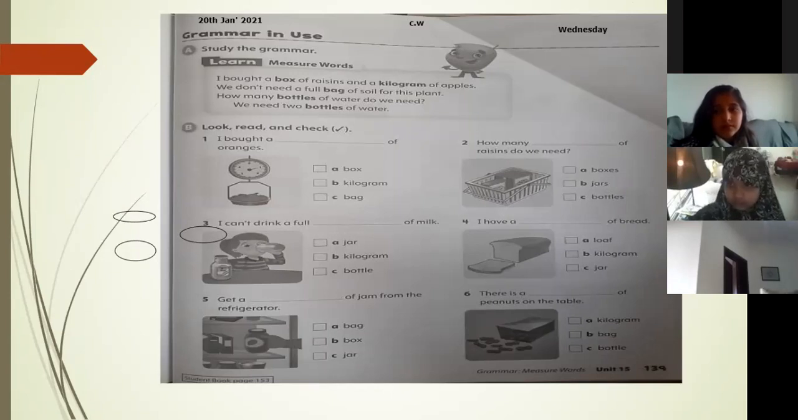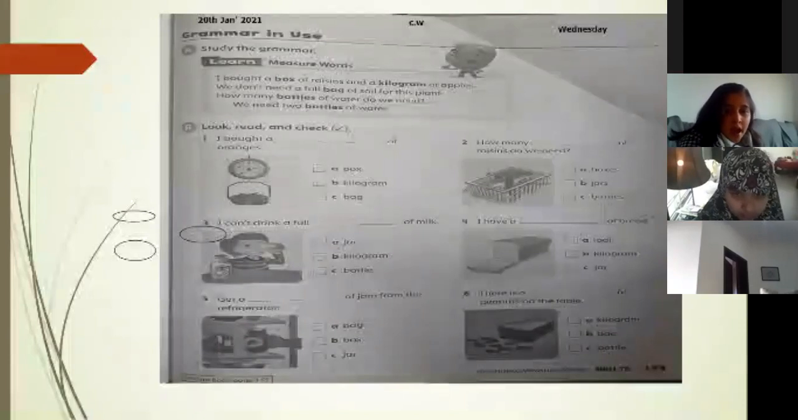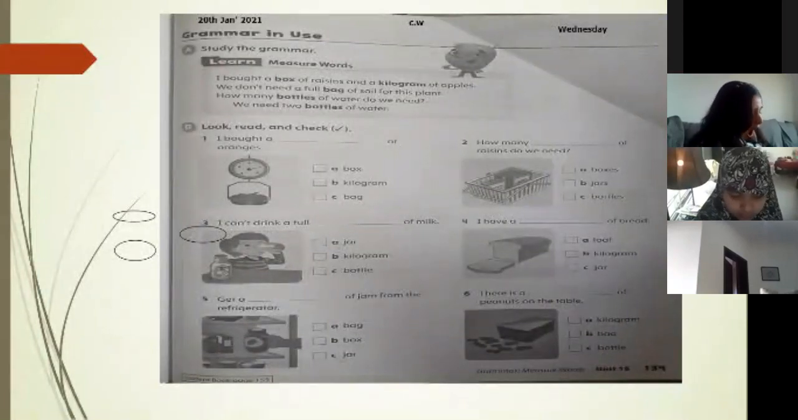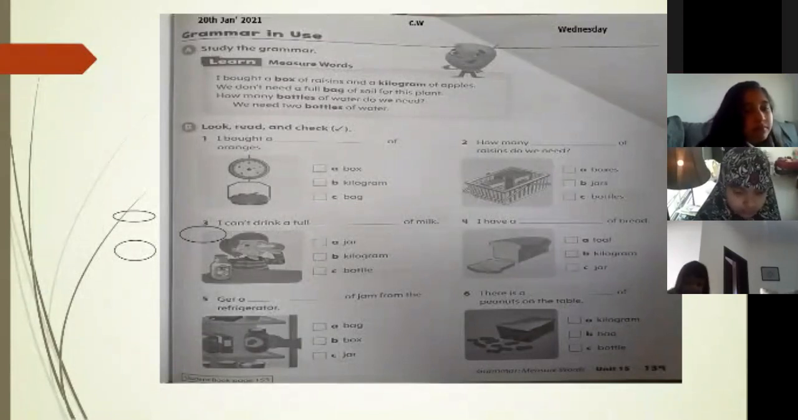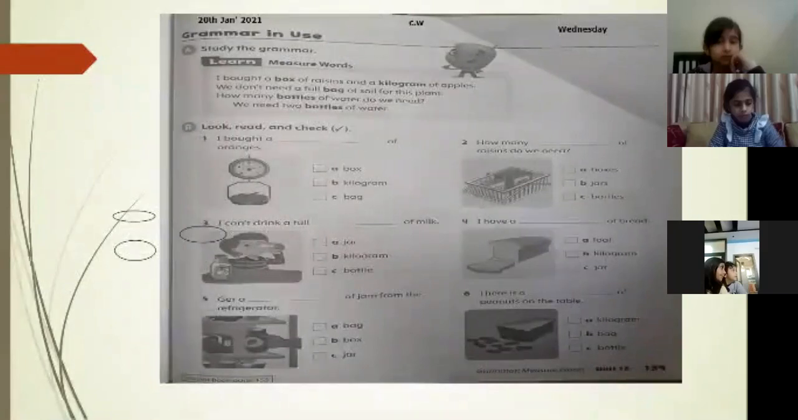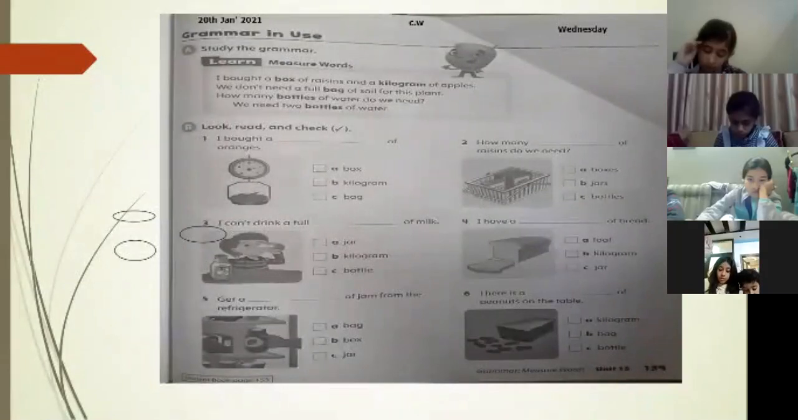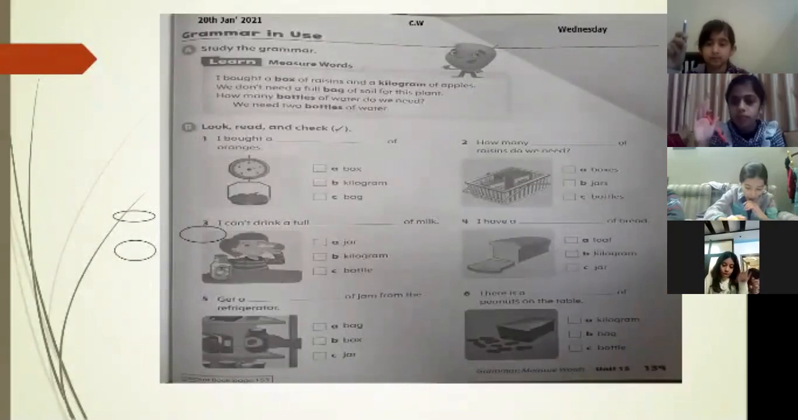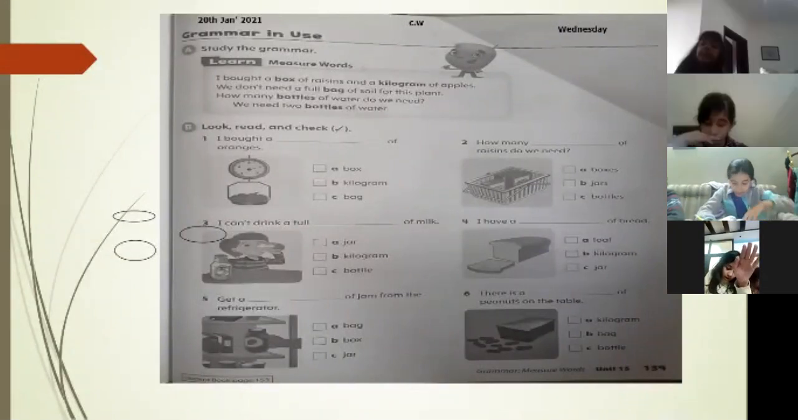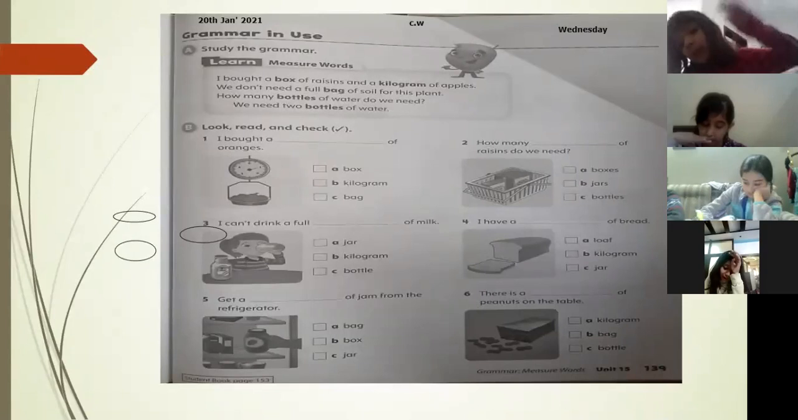Okay. So you have to do the B part now. So B part is look, read, and check. You have to look at the picture and then tick mark the correct one. So I bought a dash of oranges. Who will tell me? Box of oranges, kilogram of oranges, or bag of oranges? Just look at the picture, all of you, and then tell me.